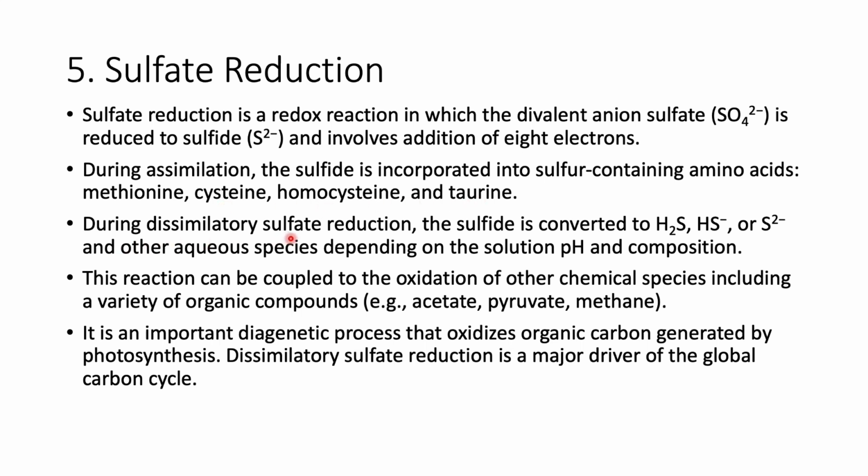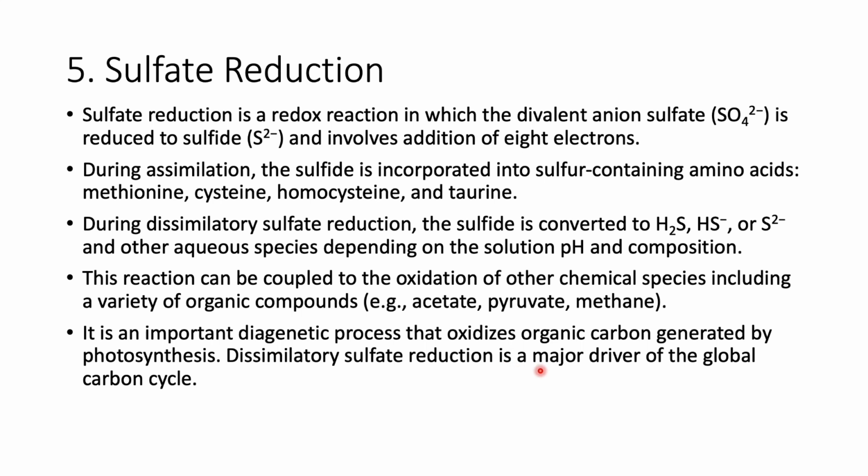During the dissimilatory sulfate reduction, the sulfate is converted to hydrogen sulfide and thiols or S2- sulfides and other aqueous species depending on the solution pH and composition. These reactions can be coupled to the oxidation of other chemical species including a variety of organic compounds like acetate, pyruvate and methane. It is an important diagnostic process that oxidizes organic carbon generated by photosynthesis. So this is the most crucial part of sulfate reduction. The dissimilatory sulfate reduction is a major driver of the global carbon cycle.